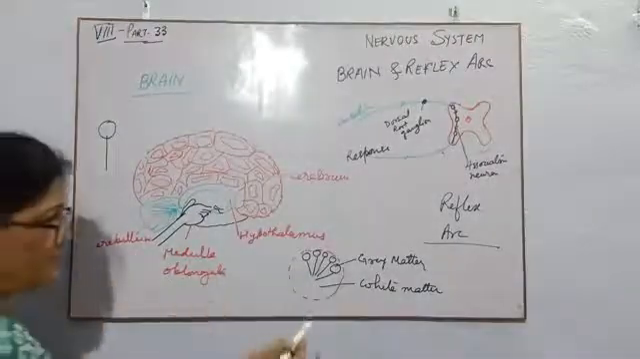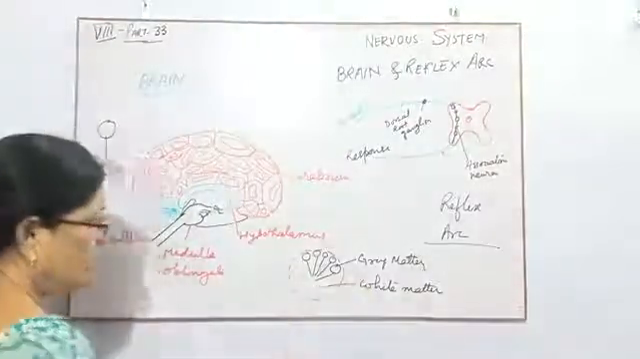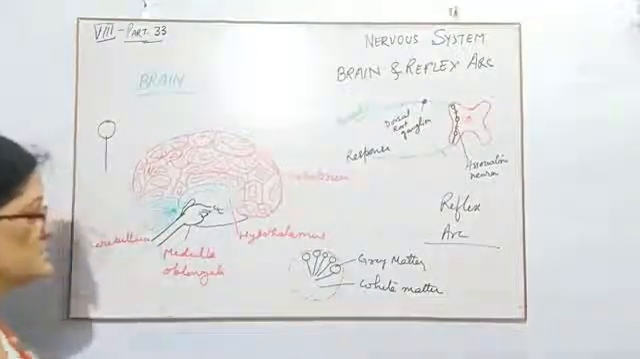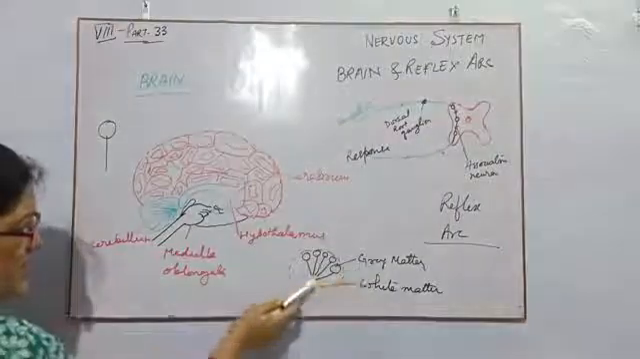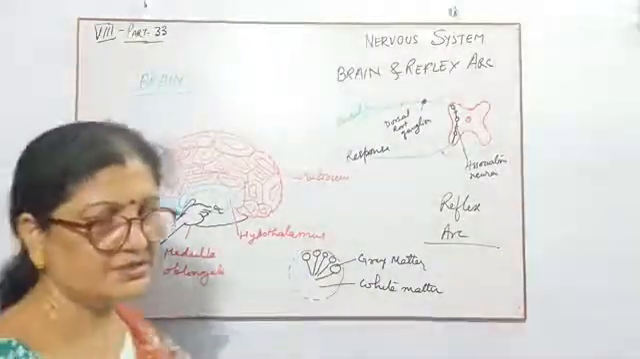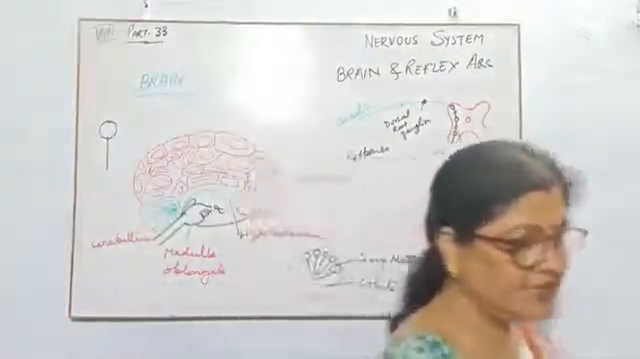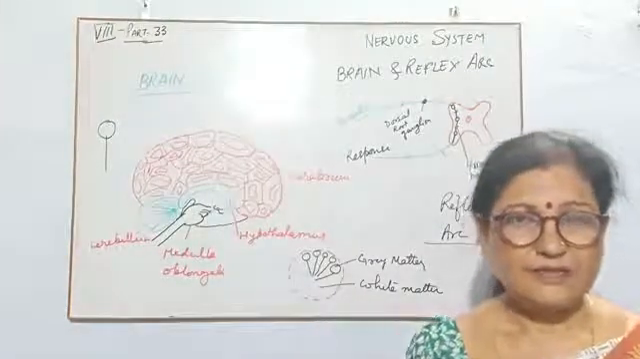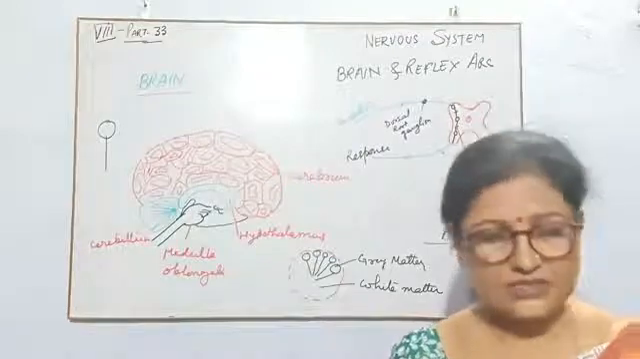So the brain is made up of grey matter and white matter only due to the presence of cyton and axon. Cyton will form the grey matter and axon will form the white matter. So in this way our brain has two layers, the outer one grey matter, the inner one white matter.